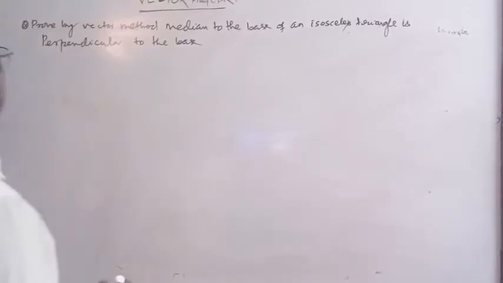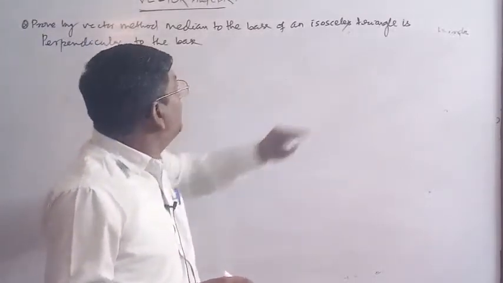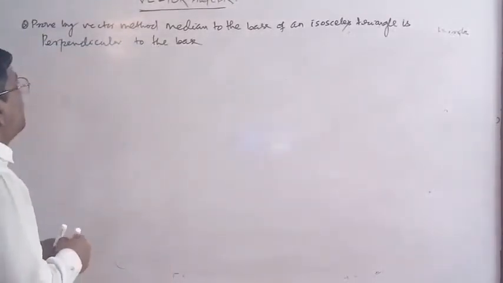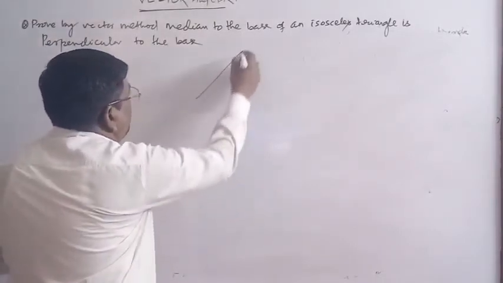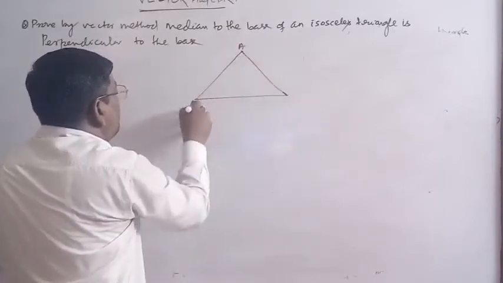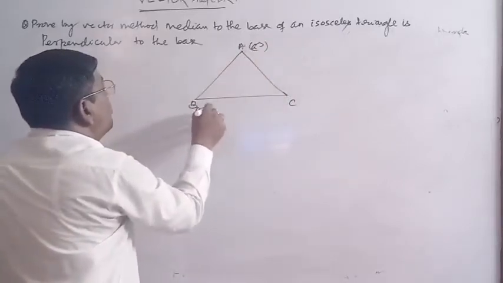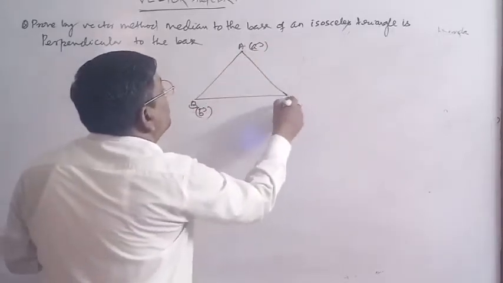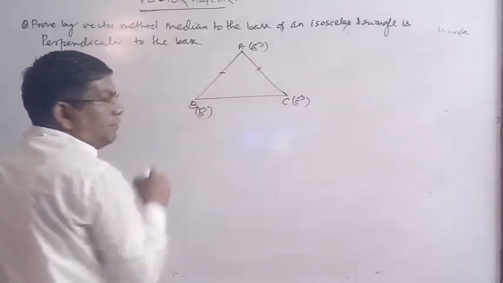Now prove by vector method that the median to the base of an isosceles triangle is perpendicular to the base. So suppose this is the triangle ABC whose position vectors are A, B and C. Let AB be equal to AC.